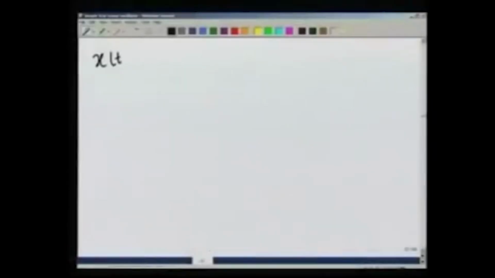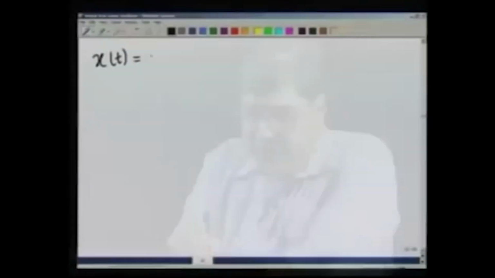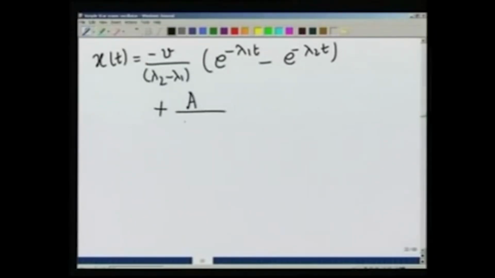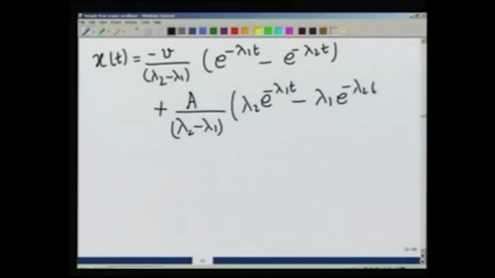x t in this case, when I have taken the block out and then pushed it in with a velocity, comes out to be minus v, minus because I am pushing it in, divided by lambda 2 minus lambda 1, times e raised to minus lambda 1 t minus e raised to minus lambda 2 t, plus a over lambda 2 minus lambda 1, times lambda 2 e raised to minus lambda 1 t minus lambda 1 e raised to minus lambda 2 t.